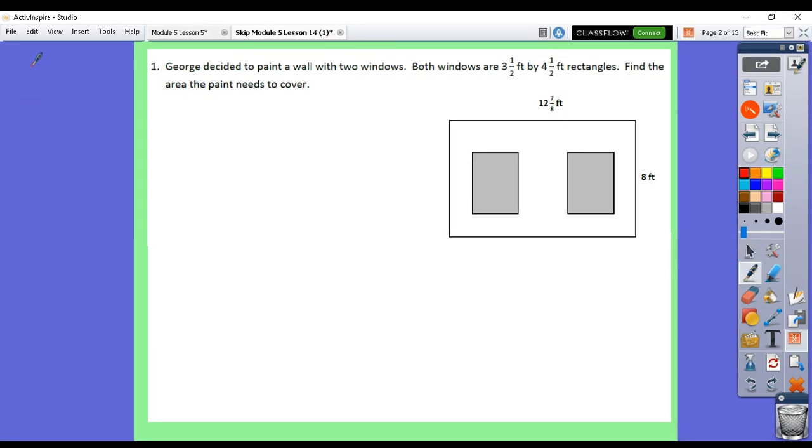The very first thing that we need to do is identify the parts and the whole of this problem. So if we're reading through, George decided to paint a wall with 2 windows. Both windows are 3.5 by 4.5 rectangles. Find the area of the wall the paint needs to cover. So if we are thinking about our parts and our whole, we could do several problems here.